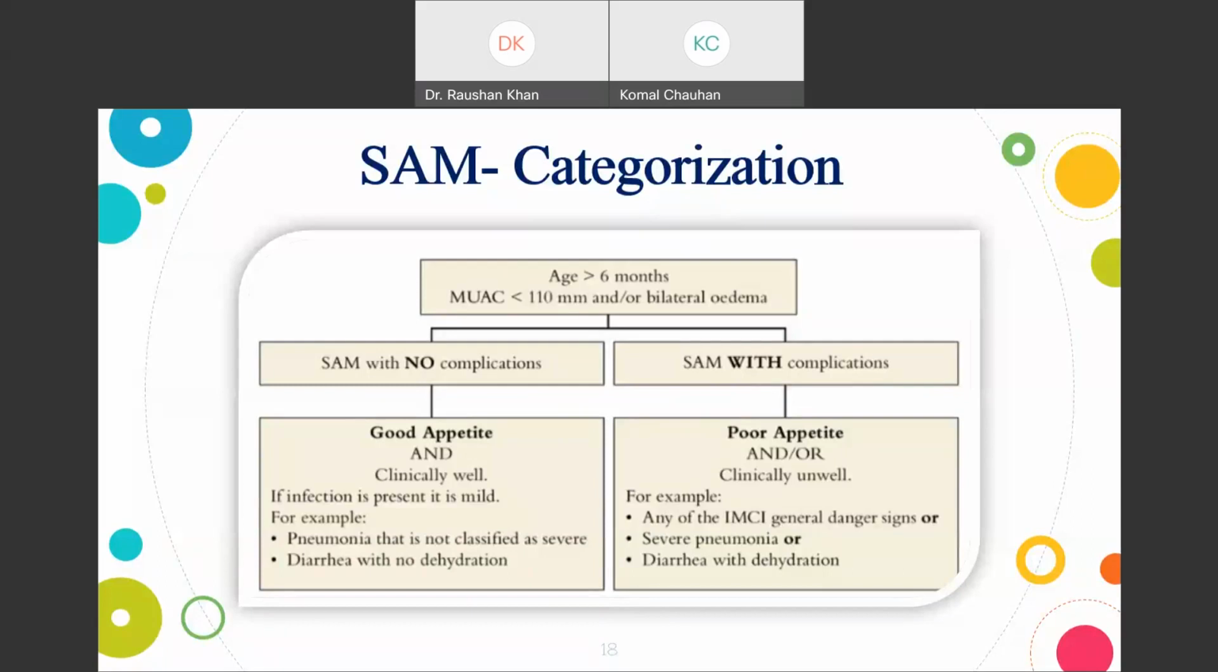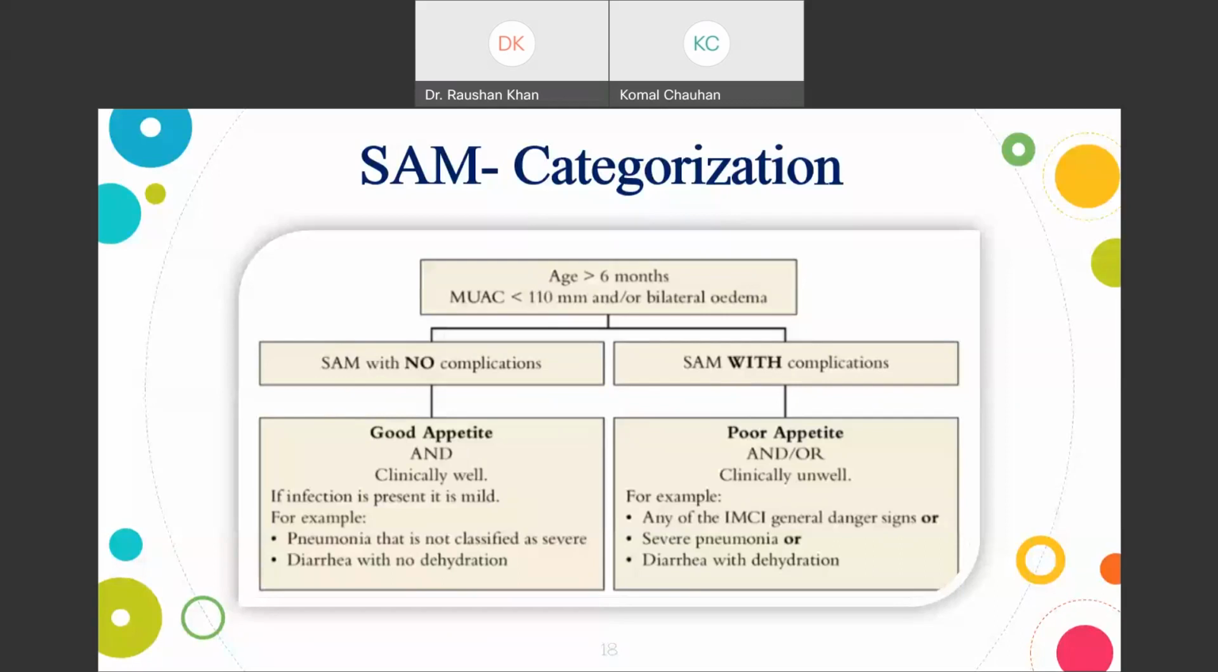In an appetite test, we give a small amount of ready to use therapeutic food, or any other therapeutic food which is used locally. It is given to the child according to their age. The child has to finish eating that amount within a specific duration of time. If the child is not able to completely eat that food in that duration, that means the child does not have a good appetite.